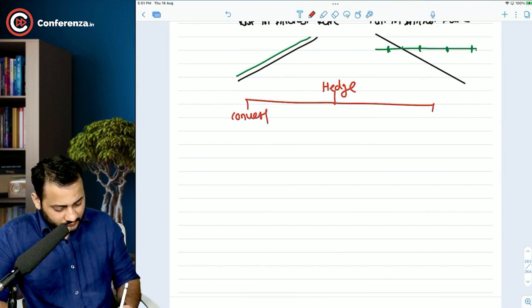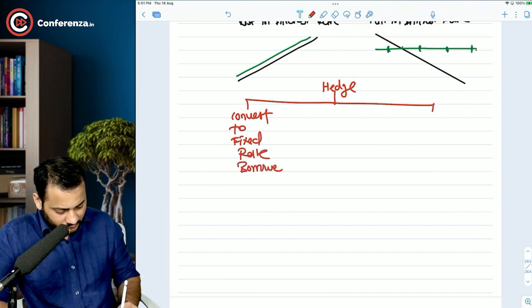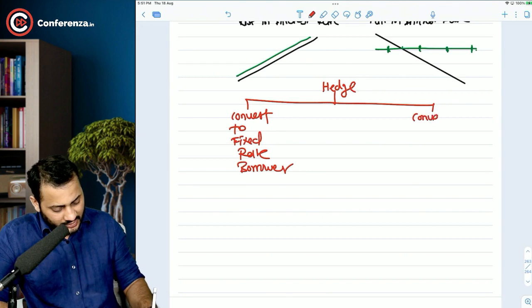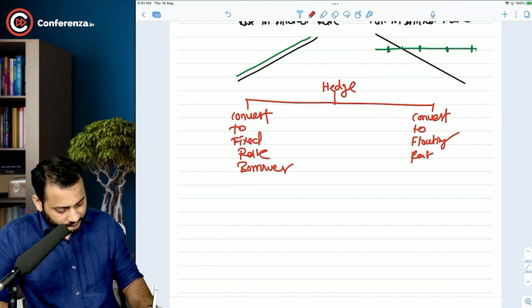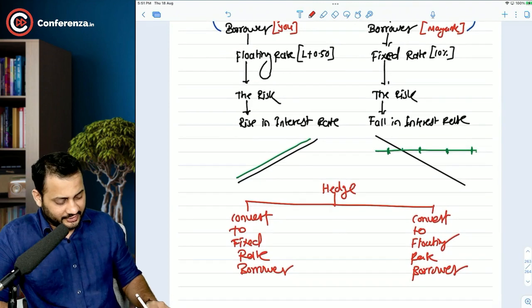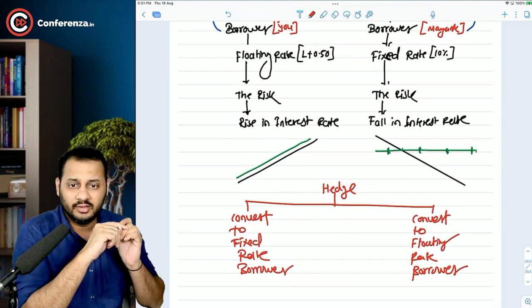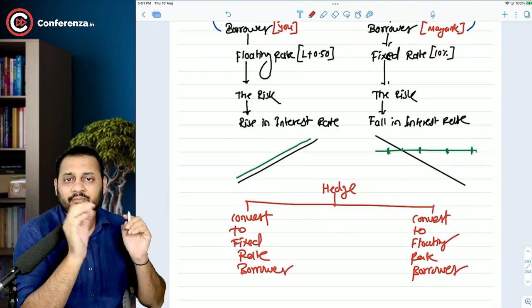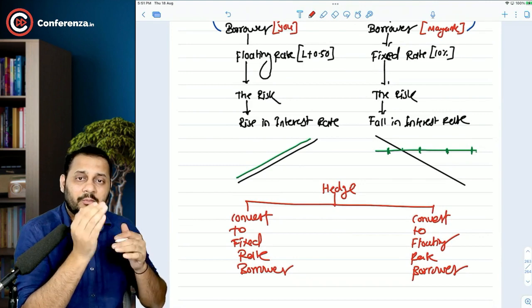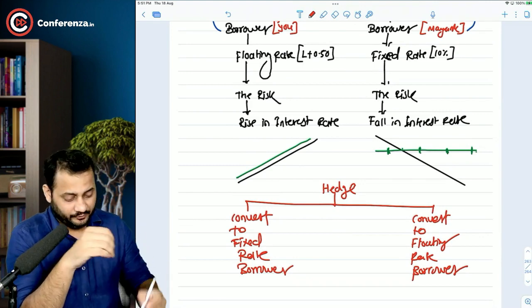Convert to fixed rate borrower, and ask him to convert himself to floating rate. Now understand, this is the red line. This is the red line which will show what will happen after converting.